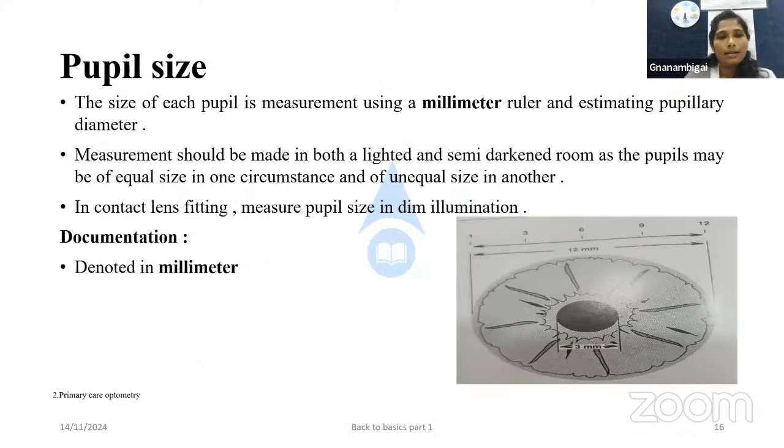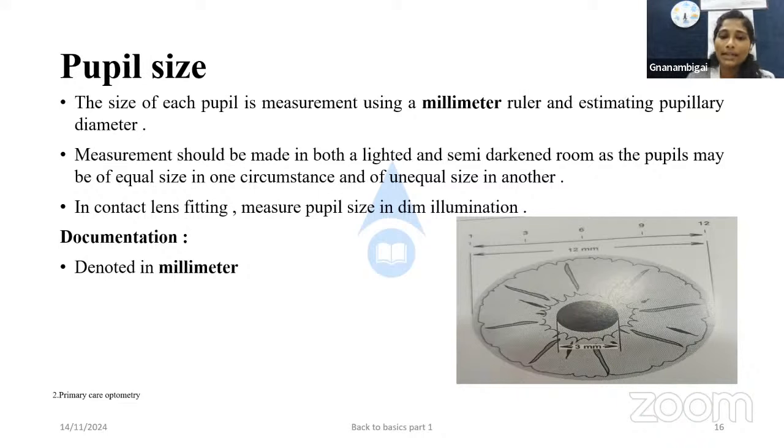First, in the pupil, we will see the size, shape, and number of pupils. First we will see the pupil size. The size of each pupil is measured using a millimeter ruler and estimating the pupillary diameter. The measurement should be made in both a lighted and a semi-darkened room, as the pupils may be equal in size in one circumstance and unequal in another.